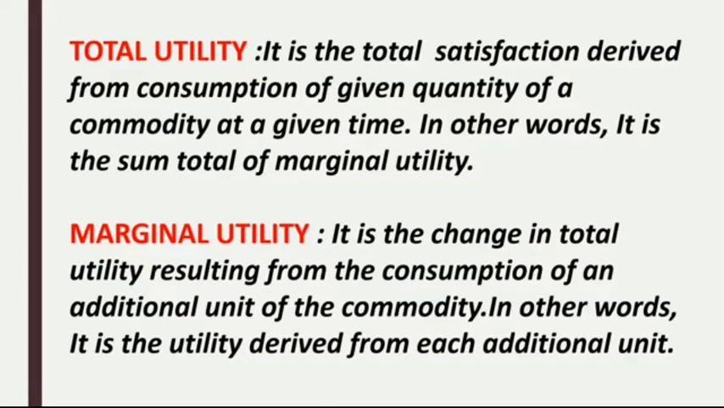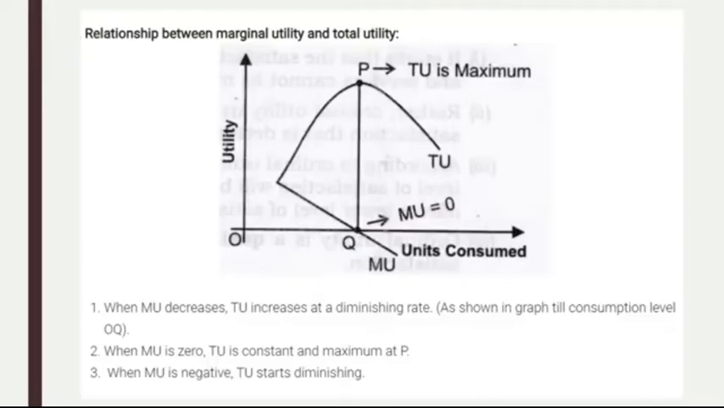Now in the next slide, let's talk about the relationship between marginal utility and total utility. When MU decreases, total utility increases at a diminishing rate, as shown in the graph till consumption level OK. Second, when MU is 0, TU is constant and maximum at P, and when MU is negative, TU starts diminishing. As you can see in the diagram I have inserted, it is clearly visible that at P, TU is maximum, and MU is 0 at that unit consumed.